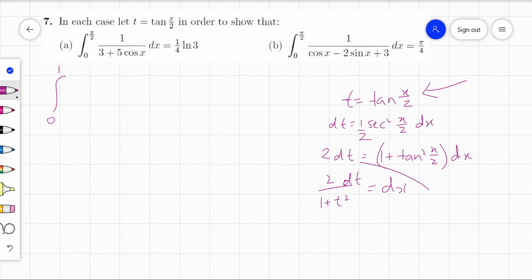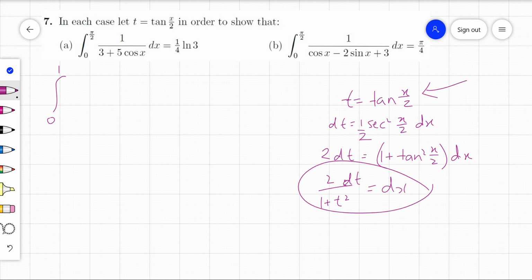And then just remember this. I know that I'm going to sub in for dx the 2 dt on 1 plus t squared. And on the bottom, the cos, if I sub in, is 1 minus t squared on 1 plus t squared. So it also has 1 plus t squared. So I'm going to multiply top and bottom by 1 plus t squared to get rid of the double denominators.